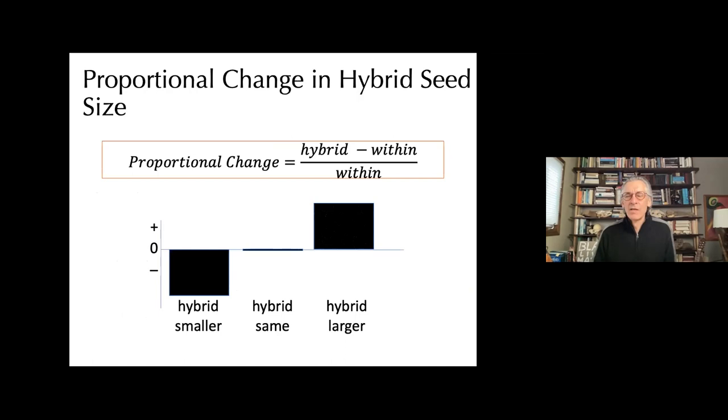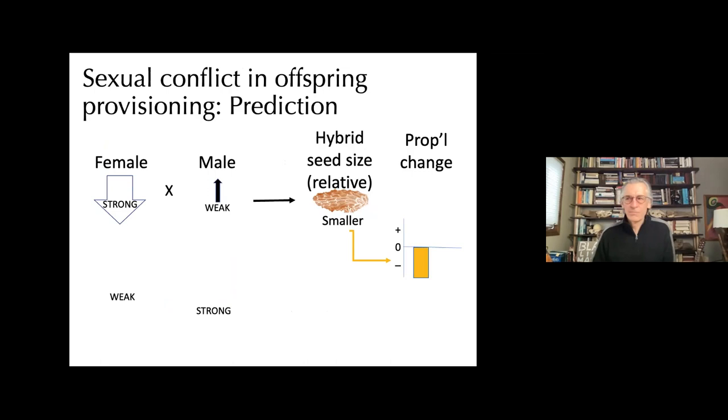So the question is, when you cross these populations, is there an abnormally large or abnormally small seed made? And you can show here that this is a proportional change. So if the hybrid seed is smaller than the normal within population cross, then there is a proportional reduction shown on the left. If the hybrid is larger, then there is a proportional increase shown on the right. So these reciprocal crosses, when you compare the size to a normal cross, will reveal this sort of issue. So what does this mean?